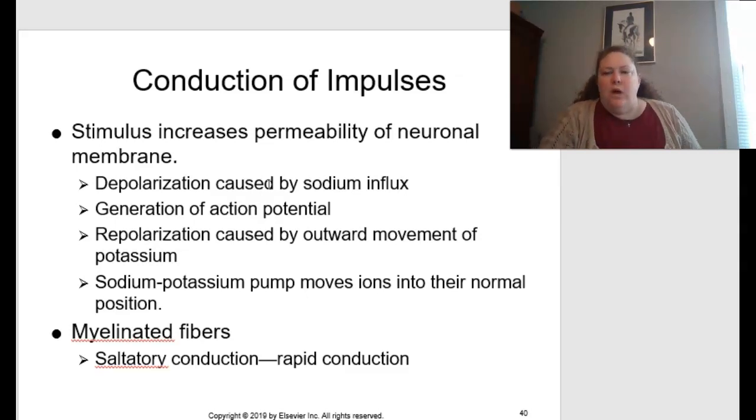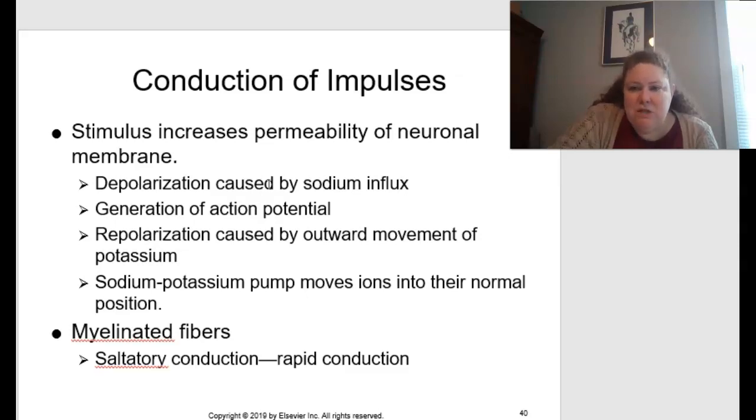to load up again. And so all of this, the depolarization, the generation of an action potential, any muscle contraction, everything like that, is all based on your sodium and potassium levels and how they're moving across membranes. It's fascinating. I love action potentials and talking about all of that stuff. Anyway, keep your electrolytes where they're supposed to be. And these myelinated fibers are saltatory conductions, and remember, the myelination causes it to be much faster, so these are rapid conduction.